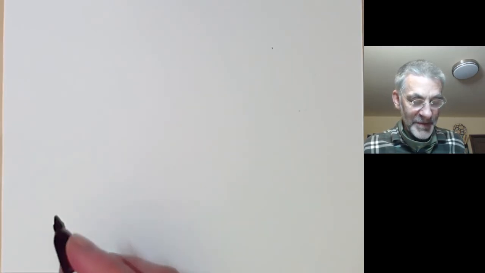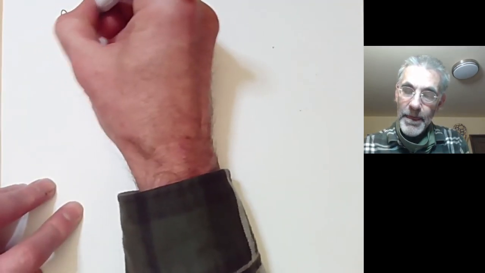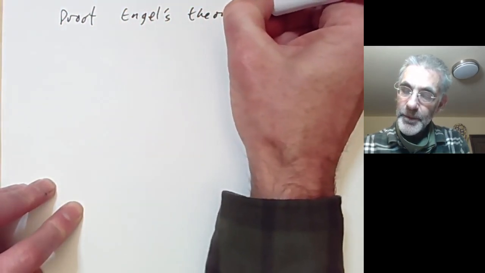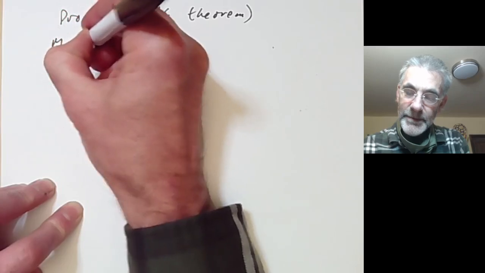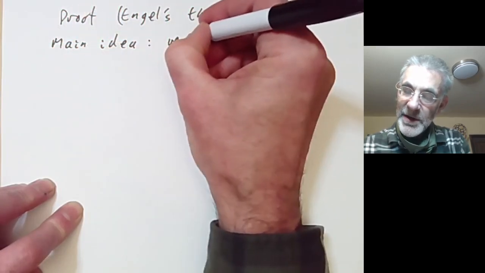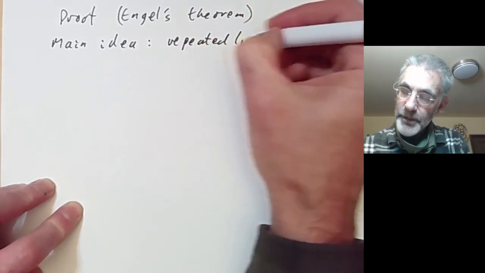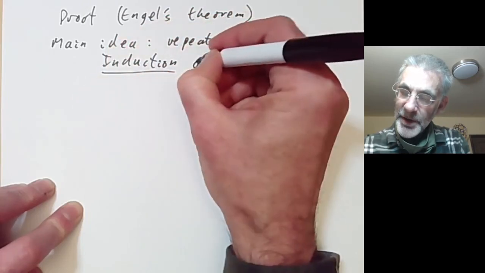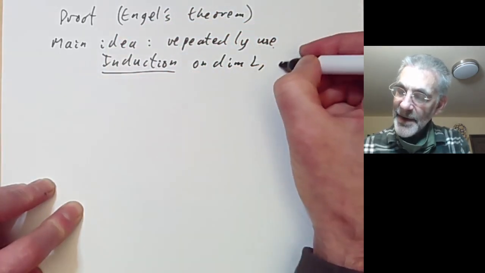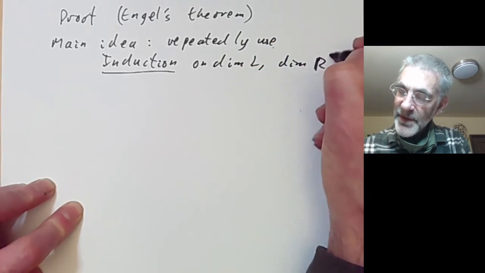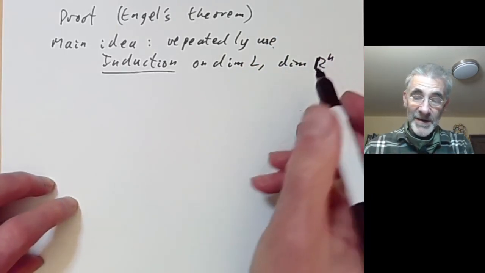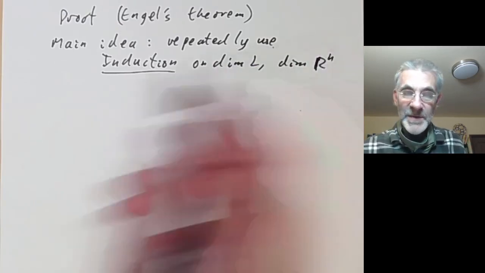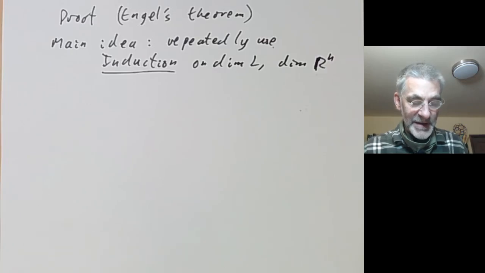Let's sketch the idea of the proof. This is a proof of Engel's theorem. The main idea is we repeatedly use induction on the dimension of the Lie algebra and the dimension of the vector space R to the n that it is acting on. So we can assume if we've got any smaller Lie algebra or any smaller space, then we can apply Engel's theorem to that.